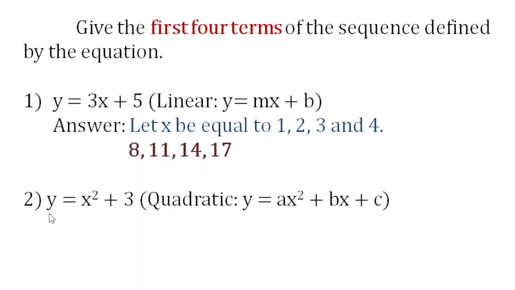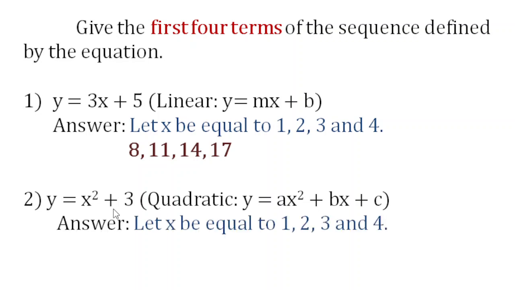How about if we are given a quadratic equation? Yes, that's the same idea. We let x be equal to 1, 2, 3, and 4. So 1 squared plus 3 is 4. 2 squared plus 3 is 7. 3 squared plus 3 is 12. 4 squared plus 3 is 19. So these are the first 4 terms.